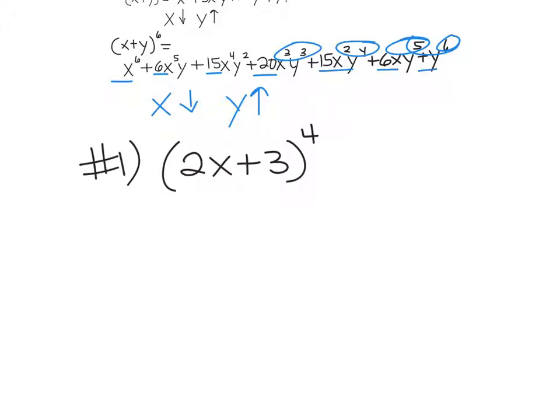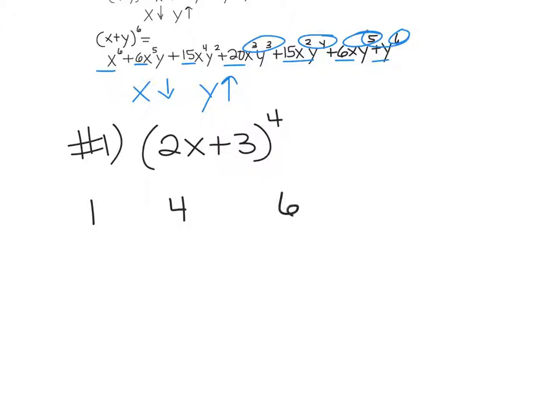So here's the way I like to do it. First thing you need to do is you need the coefficients from row 4. So on your paper, when you're taking a quiz or test, you're going to quickly do Pascal's triangle, or there's another way I'm going to show you in just a minute. And you're going to write down row 4. So row 4 is what? 1, 4, 6, 4, 1. Give yourself some room to work with here, okay?